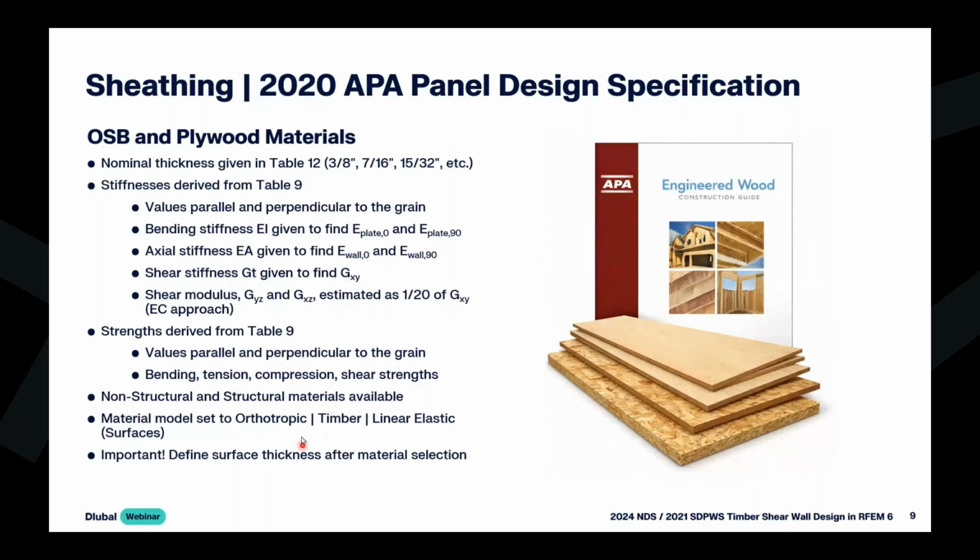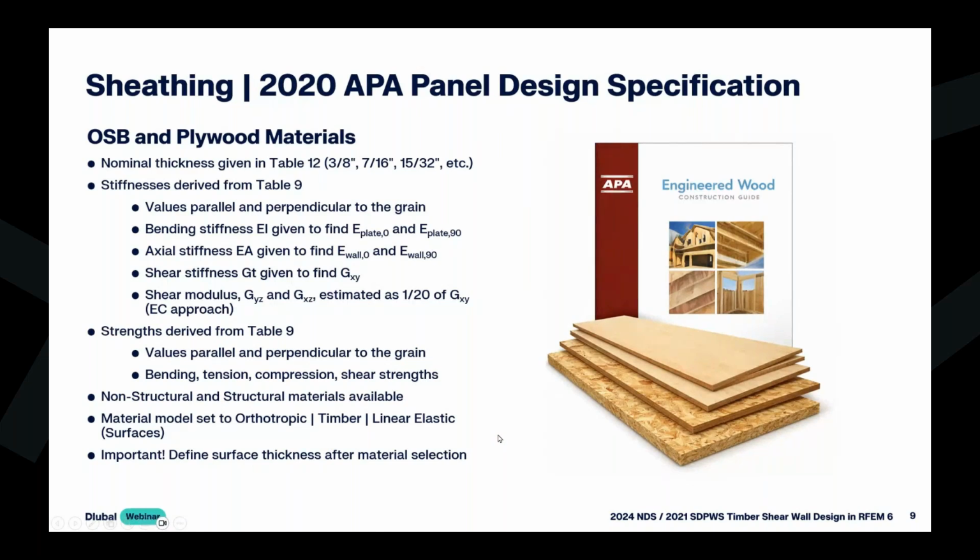A couple important notes when we talk about modeling in RFEM: we do need to modify the material model to orthotropic timber for surfaces. Now, this will make a little bit more sense in just a minute when we get back into the program. Also important is that we're selecting the thickness within the material definition, but we actually need to input the thickness when it comes to the RFEM modeling for the surface. So again, this will also make more sense in just a minute.